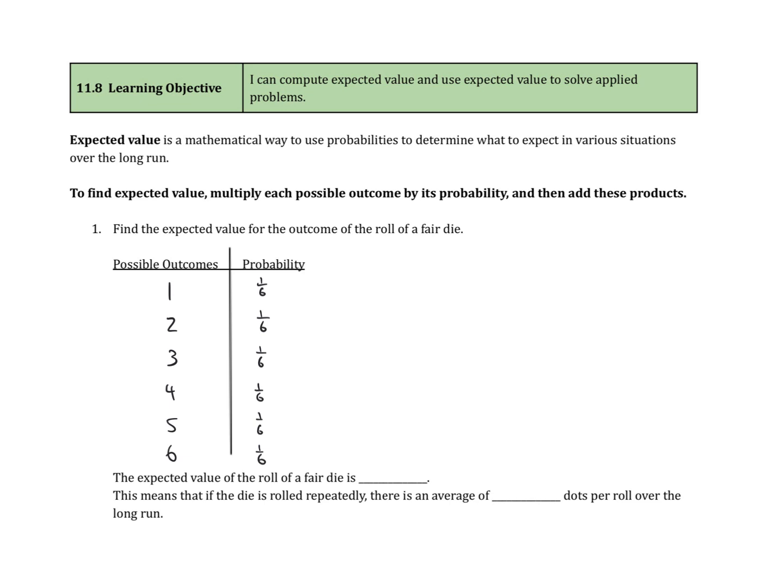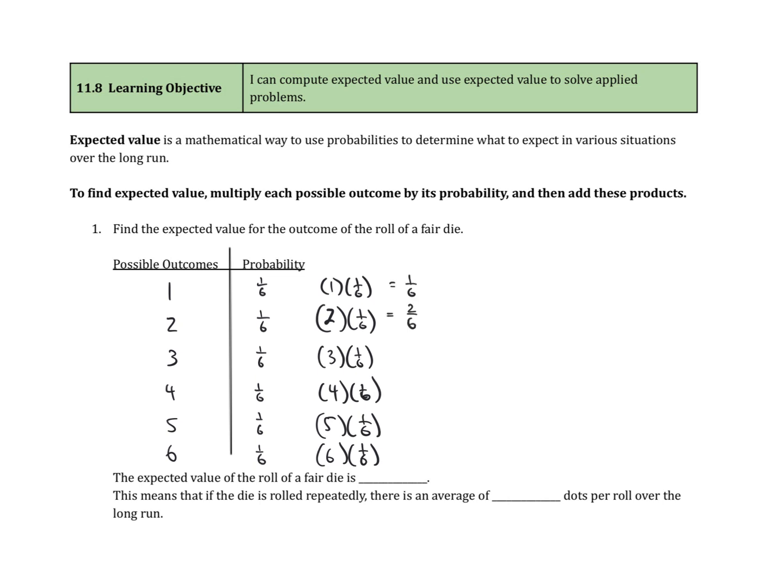So what I'm going to do is multiply each outcome times its probability. So I'm going to multiply 1 times 1/6, 2 times 1/6, 3 times 1/6, 4 times 1/6, 5 times 1/6, and 6 times 1/6. So each outcome times its probability. You can use a calculator if you need to, but I think we can do this without one. That would be 1/6, 2/6, 3/6, 4/6, 5/6, and 6/6.